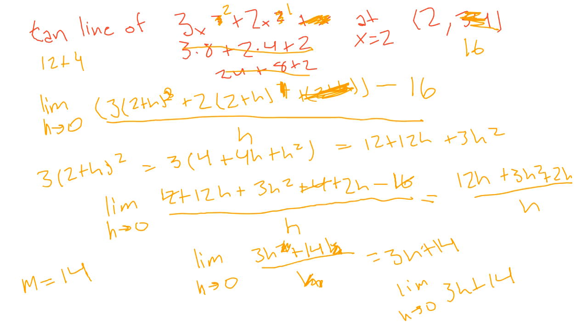So now at this point, it would just be plugging everything back in. Once again, let's rewrite our function right now, where we have f of x equals 3x squared plus 2x at 2, 16. So now what we can do is just plug in, and we've already determined that our m is going to be 14.